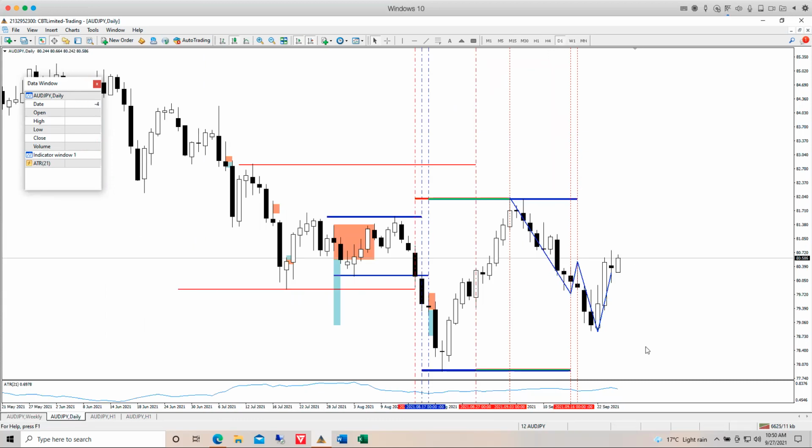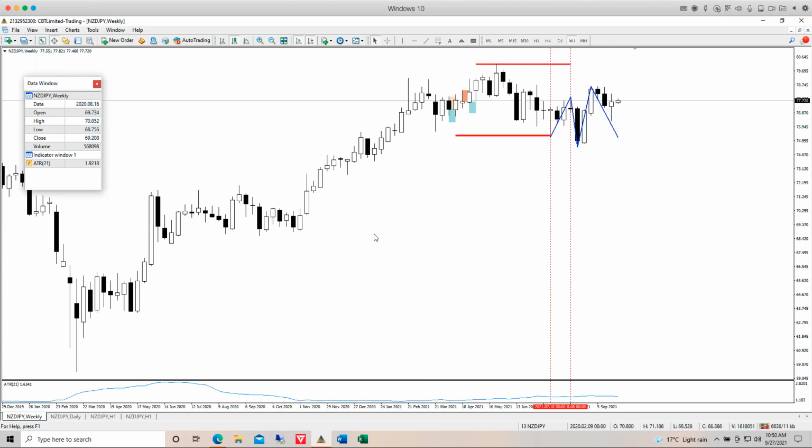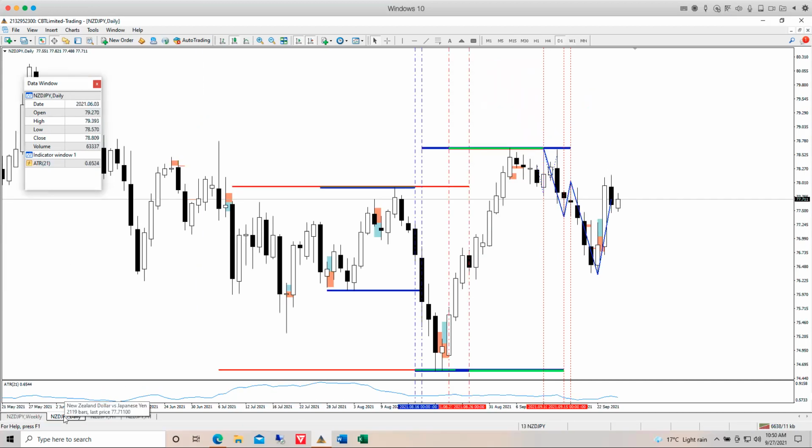There was a potential for a bearish M pattern. Didn't happen, of course, because Thursday came all the way back up and closed back inside of that previous phase 2 wave. So we haven't been able to do anything with either the Aussie Yen or the Kiwi Yen, certainly for last week.